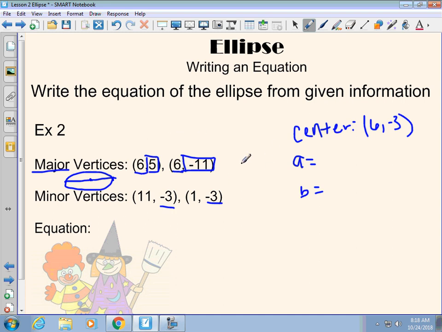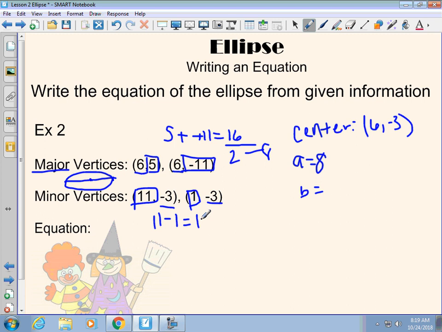Okay, so 5 minus -11, right? That ends up being 16. That's the full length, and I'm going to divide it by 2, and it gives me 8. That will be my A value. Okay, I'm going to do the same thing for the minor. Okay, so I have 11, and I have 1. So 11 minus 1 is 10.